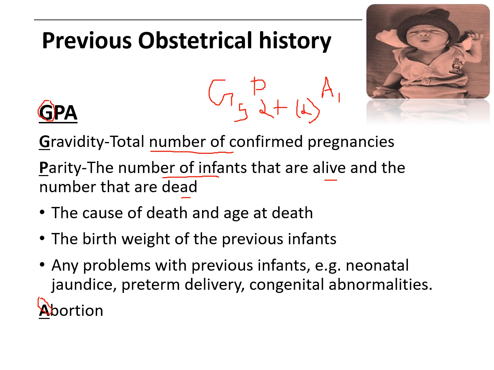So we have to write down GPA, and then again we have to ask about the cause of death, age at the death, and also we have to ask about the birth weight of the previous infant, any problem with the previous infants, neonatal jaundice, preterm delivery, congenital anomaly, we have to ask. So this is the way to write down the obstetric history.